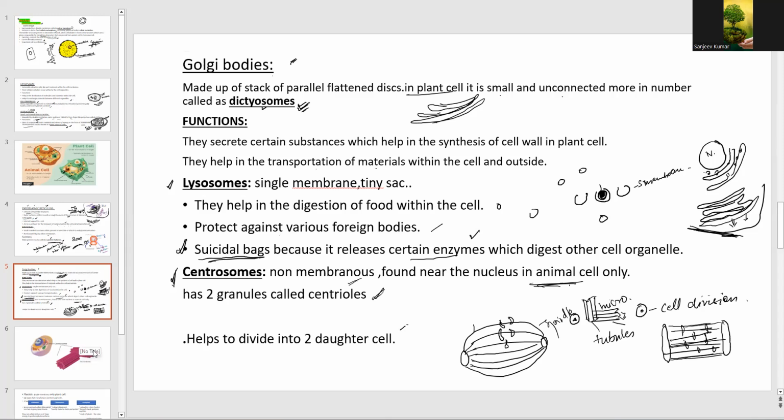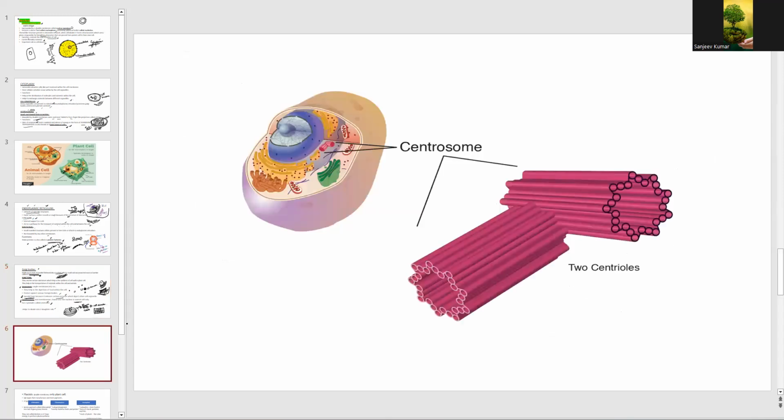This much is enough for now; you will see more detail later. This is the centrosome, which is present near the nucleus. These are the two centrioles. This is the microtubules.